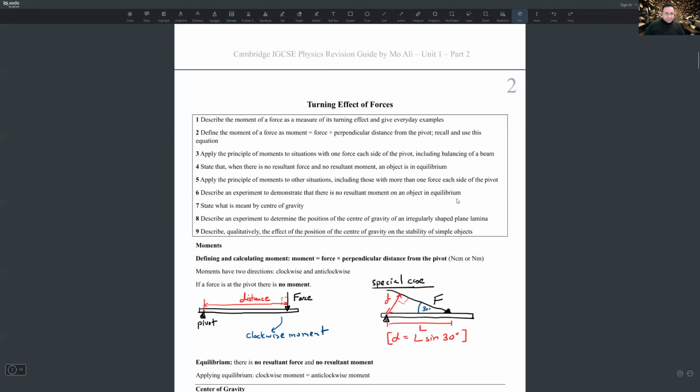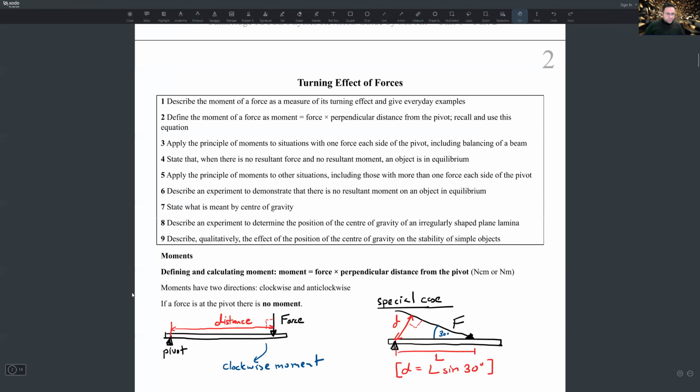First is one of the effects of moments of forces, called the turning effect of a force. This is what we call a moment, which is when an object rotates because of force, not moving in a straight line, but instead rotating. Let's look at the checklist first before we go through things.